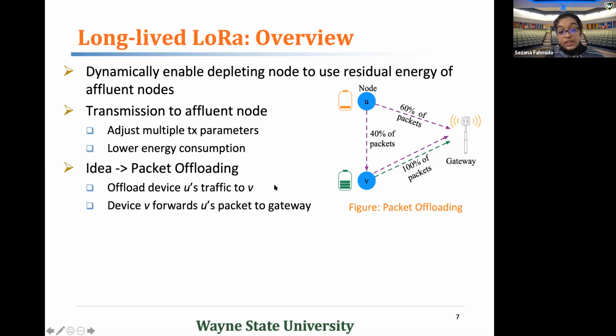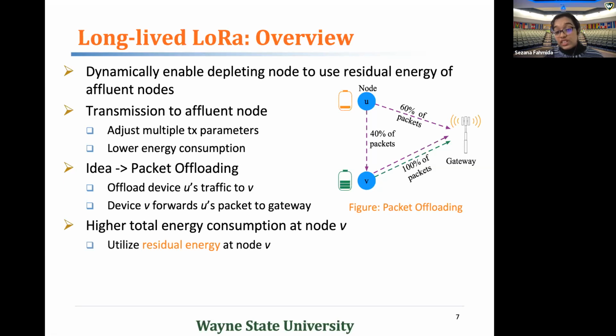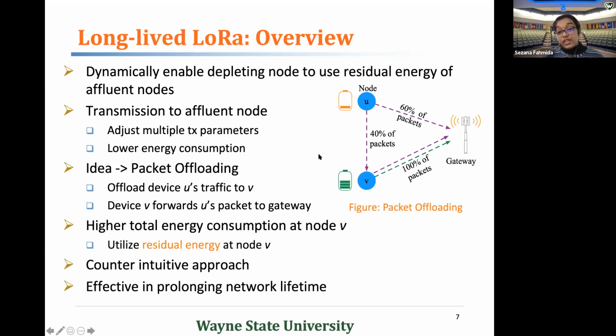During packet offloading, the total energy consumption at node V has increased, but this does not hamper the network lifetime as long as we only utilize the residual energy at node V. This approach seems counterintuitive because we are increasing the energy consumption of node V, but it is effective in prolonging the network lifetime.